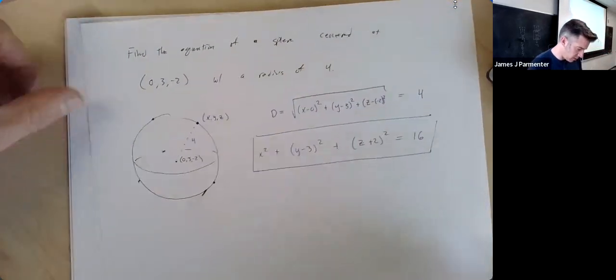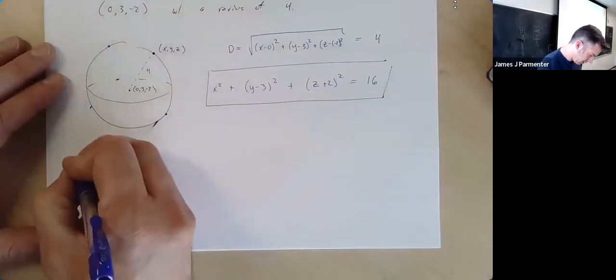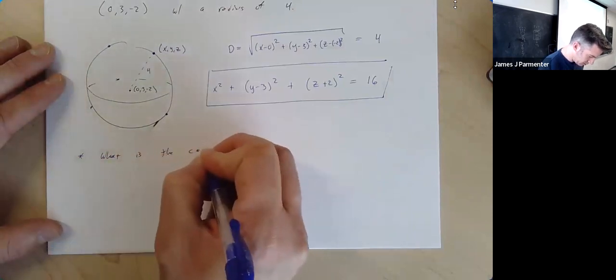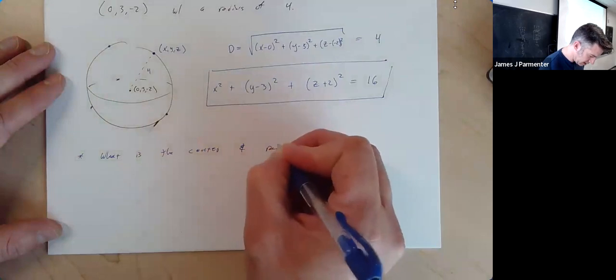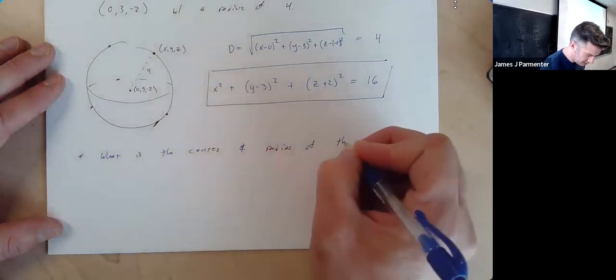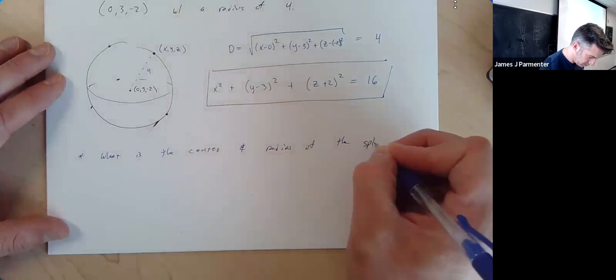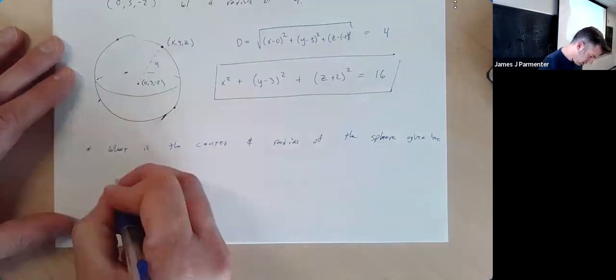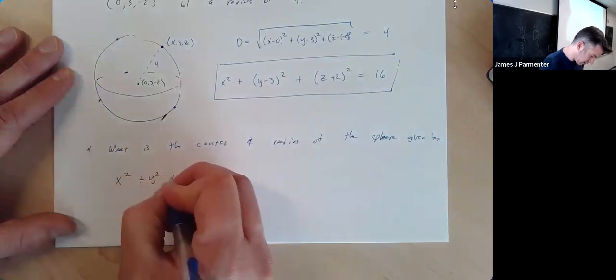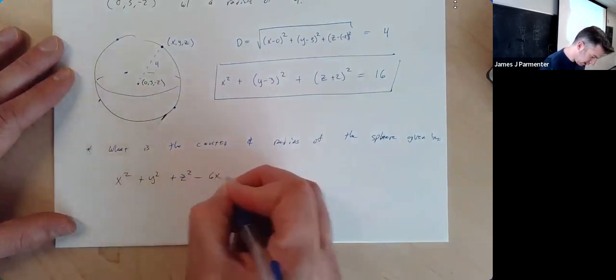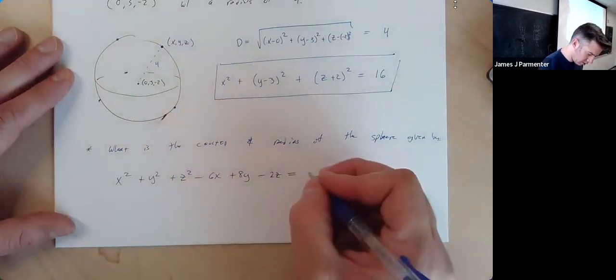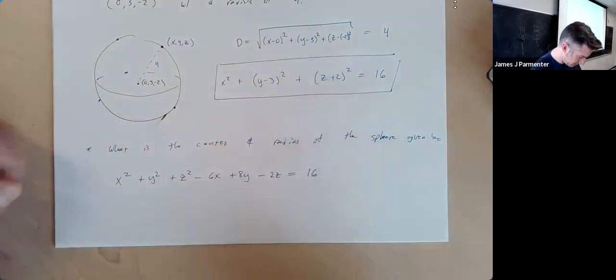Couple other things to say here. One more example: what is the center and radius of the sphere given by x squared plus y squared plus z squared minus 6x plus 8y minus 2z equals 16?